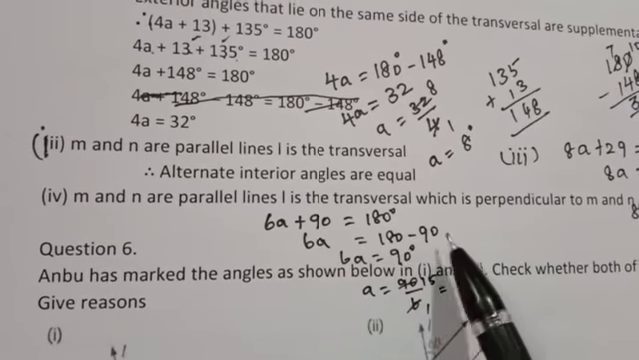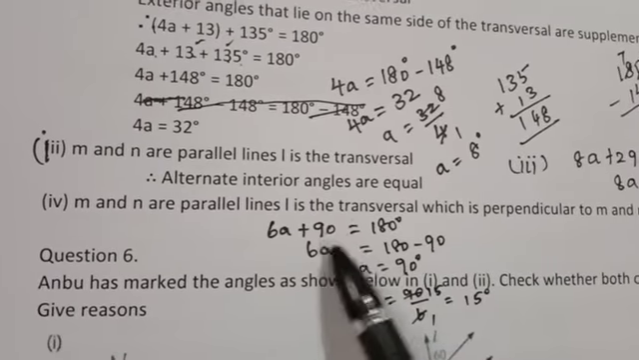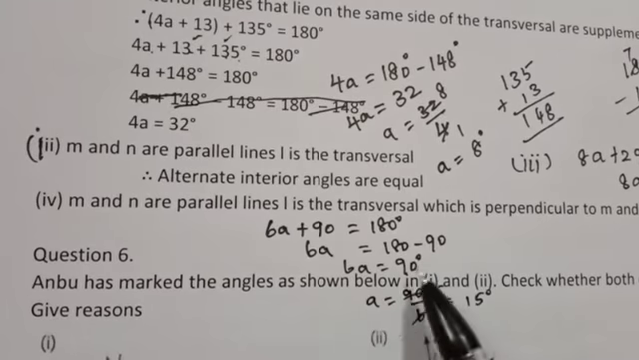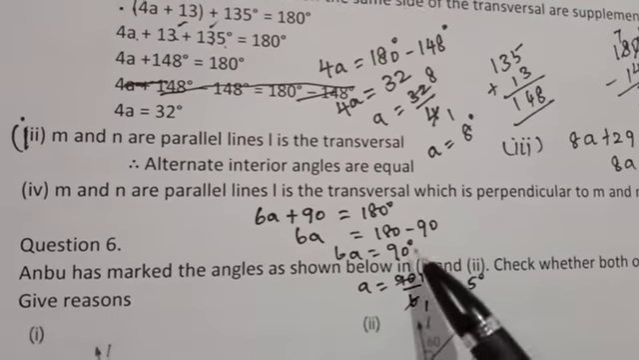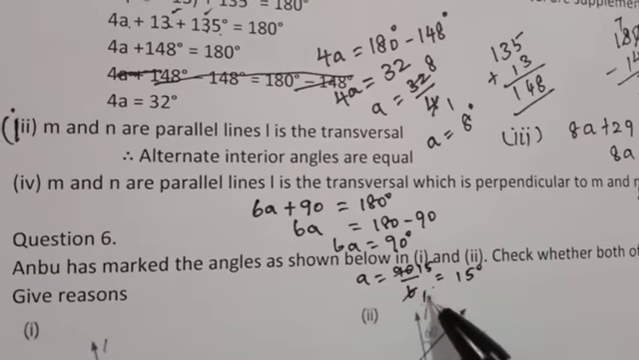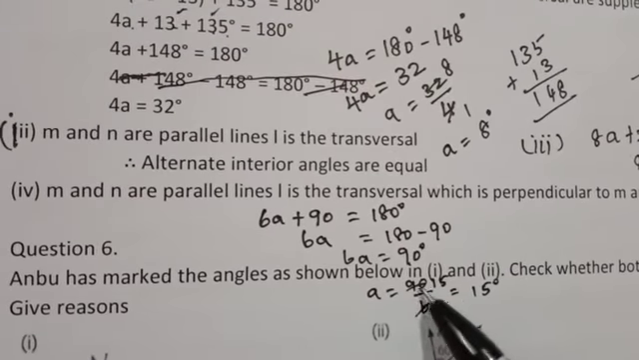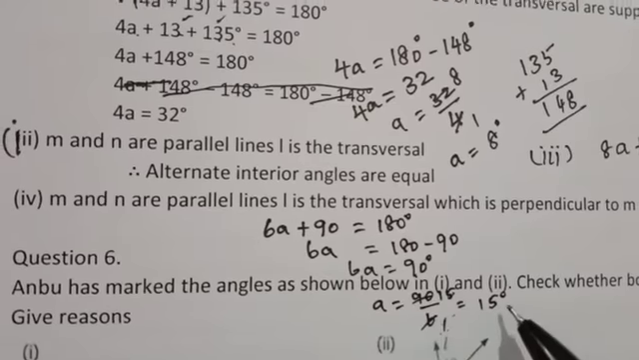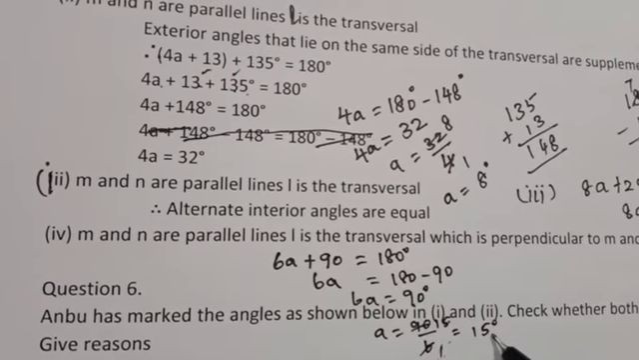6A is equal to 180 minus 90. This plus 90 becomes minus 90. 6A is equal to 90 degree. A is equal to 90 by 6. 90 divided by 6. So you have to divide. It is 15 times 6 is 90. So A is equal to 15 degree.